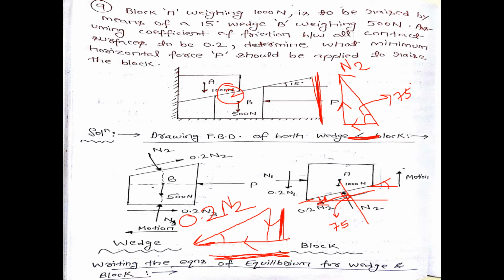We have resolved this N2 force and this 0.2 N2 force. Why? Because these forces are not directly acting along the X and Y axes. They are acting at some angle along this second surface, so I have to resolve these two forces. Now we can write down the equations of equilibrium. Let us write summation Fx equal to 0 and summation Fy equal to 0 for this block A.